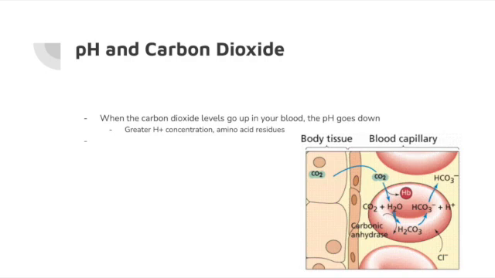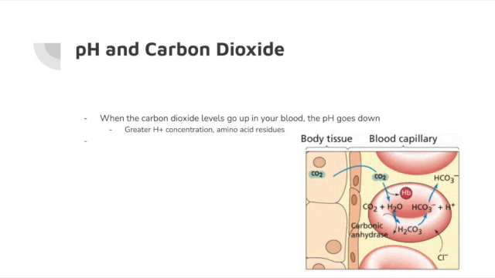I go more into detail on this next slide. There's a relationship between pH and carbon dioxide. Once the red blood cells move through the body and get into the tissues, the carbon dioxide levels are going to go up. And when carbon dioxide levels go up, the pH is going to go down because there's a higher concentration of H+ ions and amino acid residues.